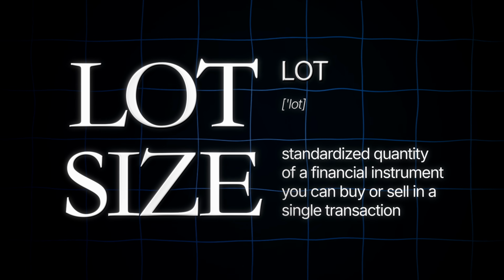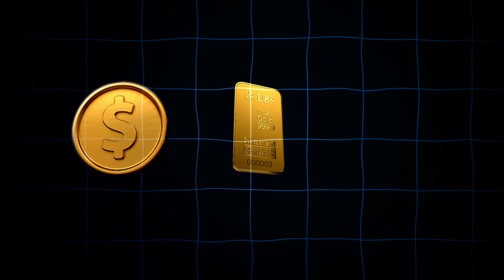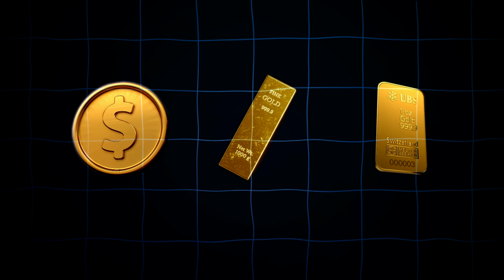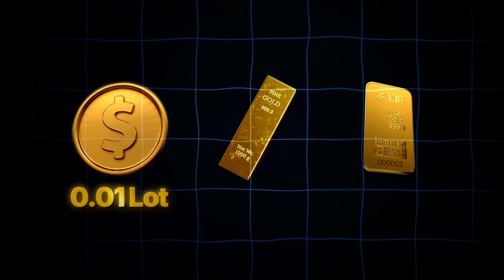Now, to understand lot size, just imagine you're going to buy gold. You could buy one small gold coin, a small gold bar, or a big heavy gold brick. Same gold, different size, different cost, different impact on your wallet. In trading, it's the exact same idea. 0.01 lot is the small gold coin.